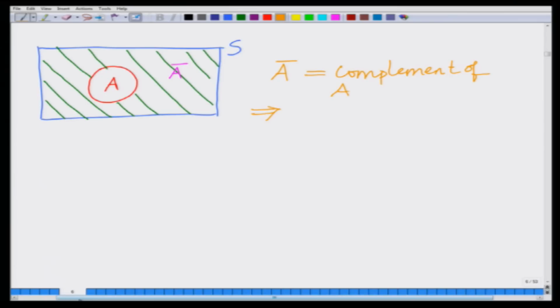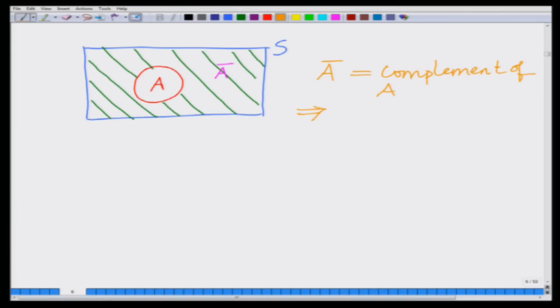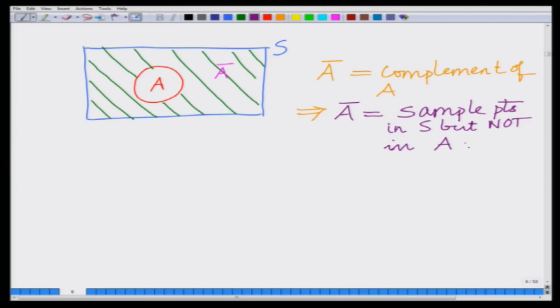A complement implies the sample points in S but not in A. So, A complement is the set of sample points which are in the sample space S, but not in A.